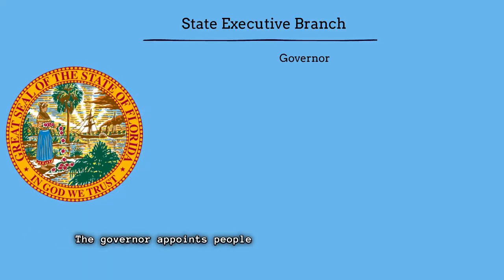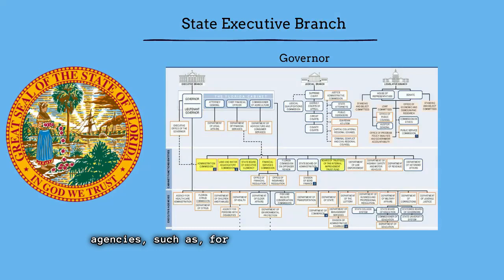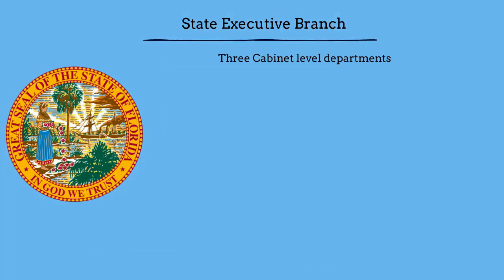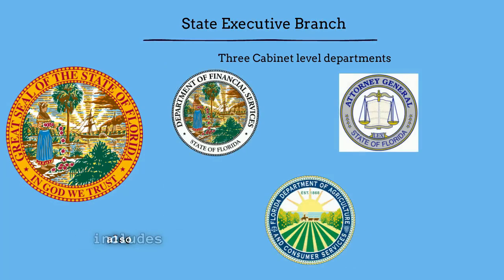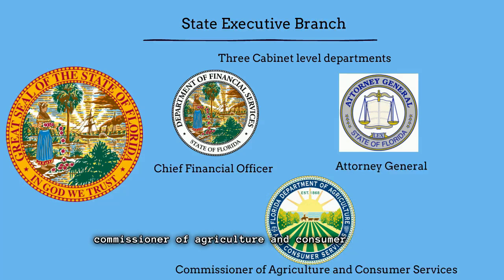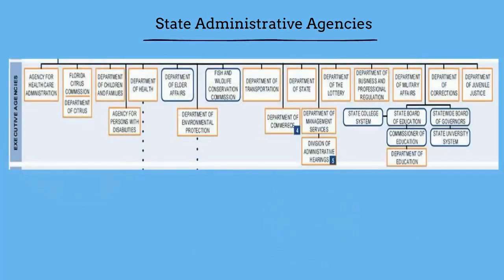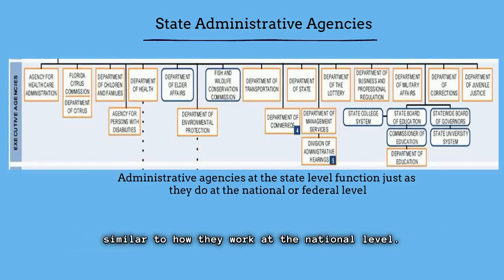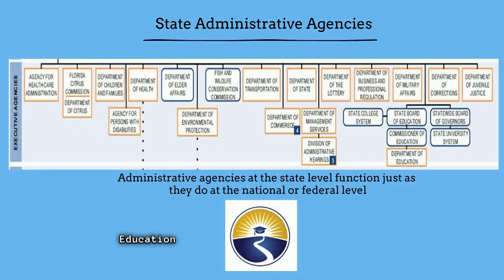The governor appoints people to run state administrative agencies, such as, for example, the Commissioner of Education, who runs the Florida Department of Education. In Florida, the state executive branch also includes three cabinet-level departments. These are also elected as part of the governor's cabinet in the executive branch. They are the state's chief financial officer, the attorney general, and the Commissioner of Agriculture and Consumer Services. The administrative agencies at the state level function very similarly to how they work at the national level. For example, the State Department of Education provides guidance and advice and enforces state education regulations.